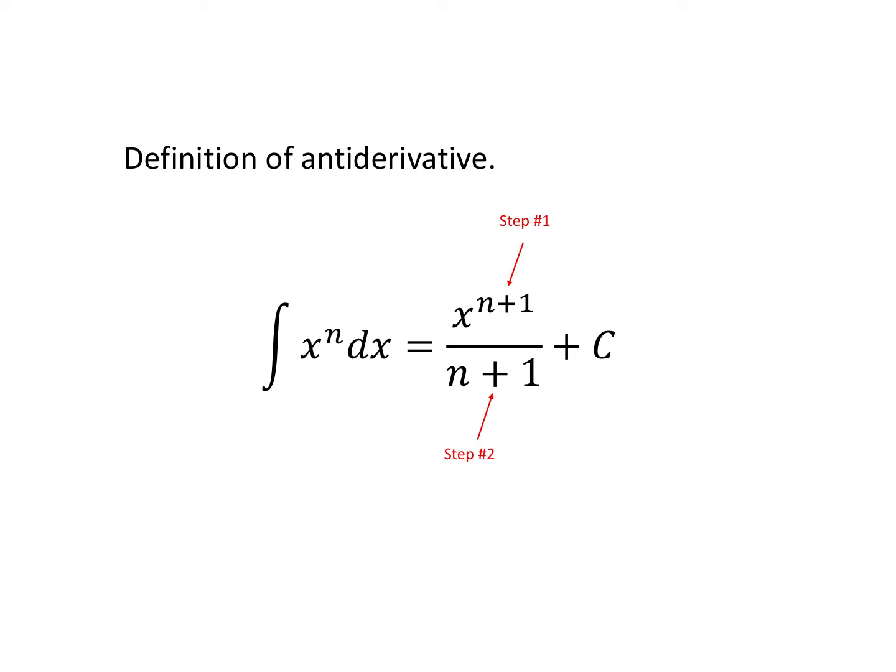As you can see, anti sort of means opposite. Basically the steps are opposite. We first deal with the exponent, then we take the new exponent and we divide by that. And then our last step is simply to add a constant, because we could have a constant at the end here. So as I said, step 1 is to increase the exponent by 1. Step 2, divide by that new exponent. And then step 3, add a constant c.